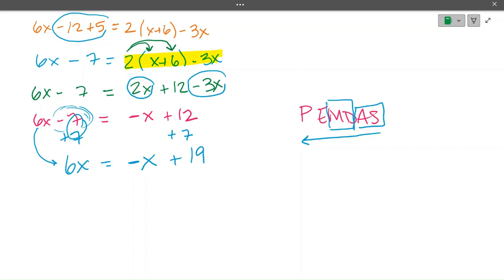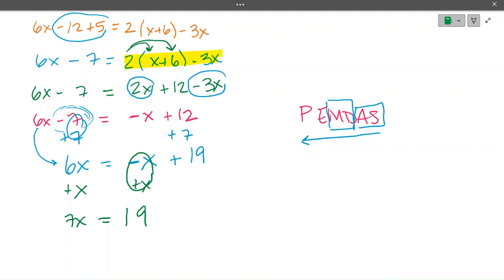All right. Since my goal is to get my x's on the left side, I need to do addition and subtraction again because I'm not quite done there. So I am going to add x to both sides. When I do that, I get 7x here equals, this makes a 0, which was what our goal is, and I just have 19 left.